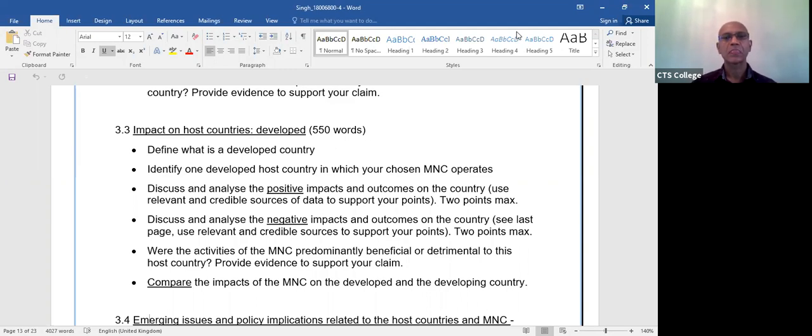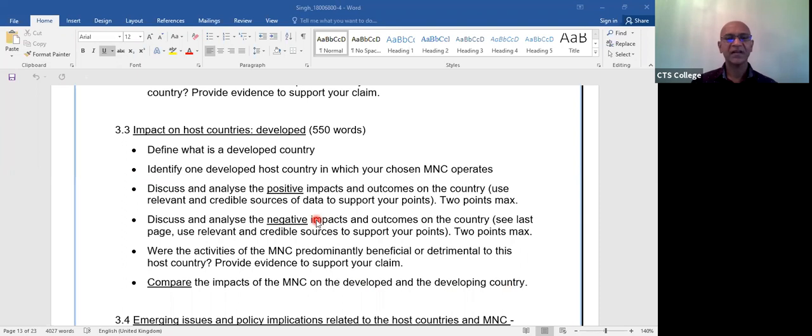You may also argue that there's likely to be more positive consequences in developed than in developing countries. And why is that? The converse of these reasons apply, and also the Kuznets theory suggests that in developed countries, there's a higher level of education, a greater level of consciousness about environmental protection. So there will be social pressure on MNCs to keep their activities in check. So this is why it is important to compare the impacts of both the developed and the developing country.